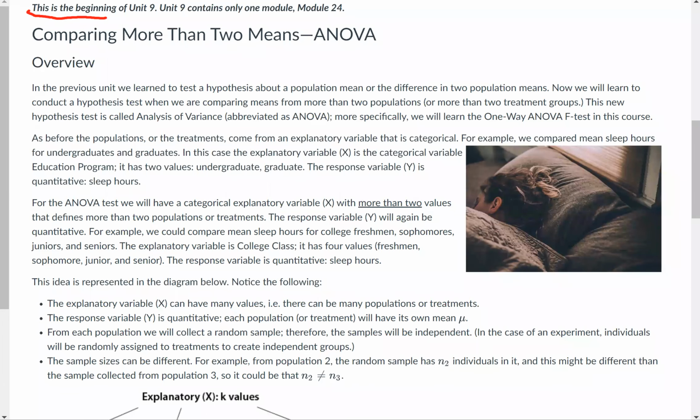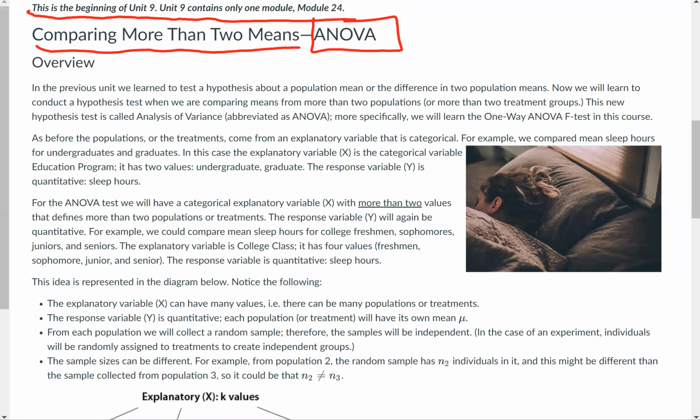This module is the beginning of Unit 9. Because this module on the topic ANOVA is so complicated, this will be the only module in this unit. With ANOVA, as we talk about, it's a way to compare more than two means. Sometimes it's hard to imagine when you would need that, but we'll look at examples below where you might be interested in comparing more than two means.